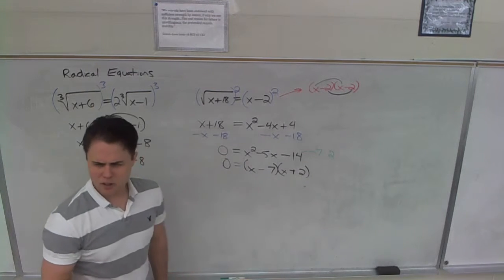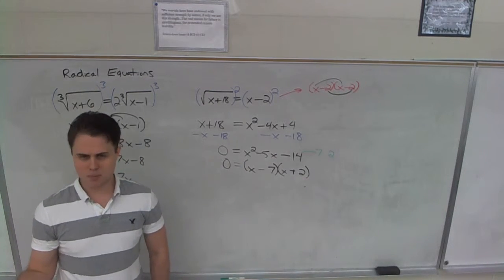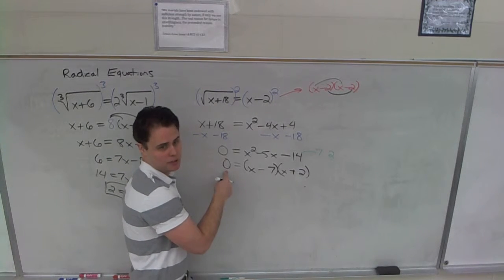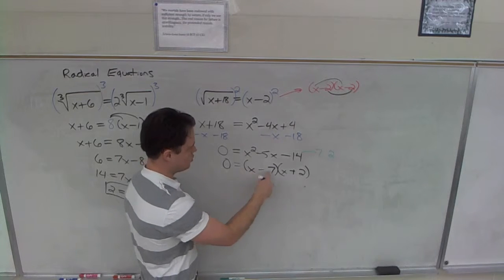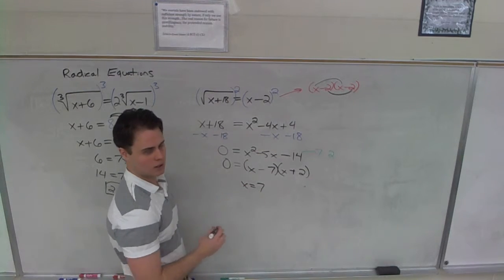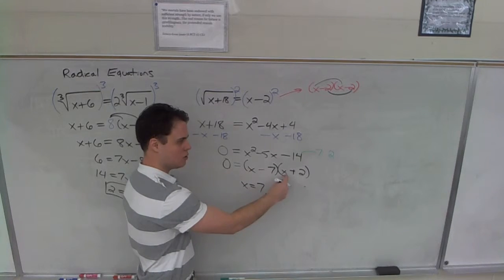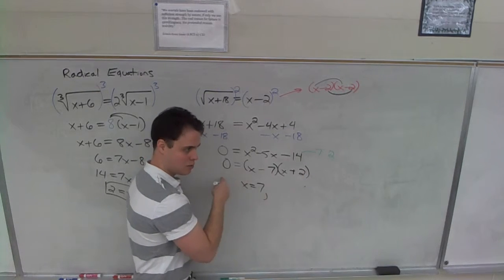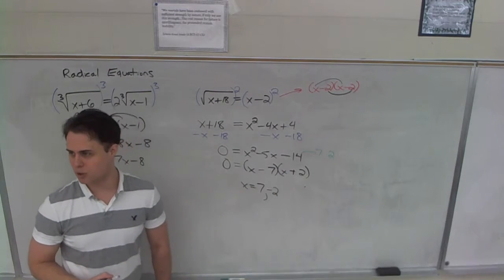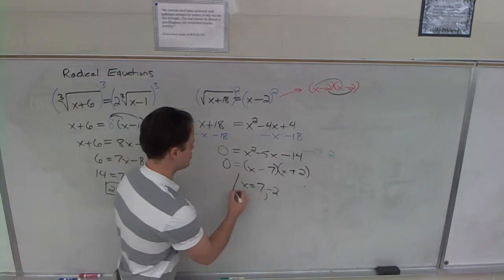The reason we factor is because of the zero product property that says if either of these is 0, the whole thing's 0. That's why we set it to 0 in the first place, right? So if I plug in 7, it's 0 times stuff. So 7's an answer. If I plug in -2, it's 0 times stuff, which is 0. So -2 is an answer. That's why we factor, remember. So those are both answers, right?